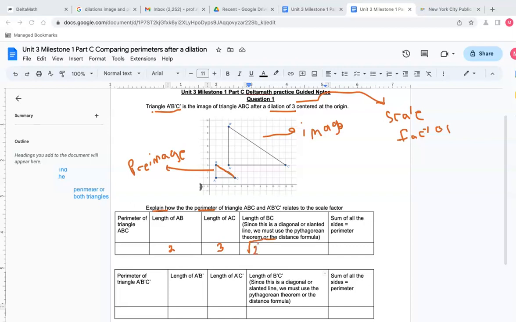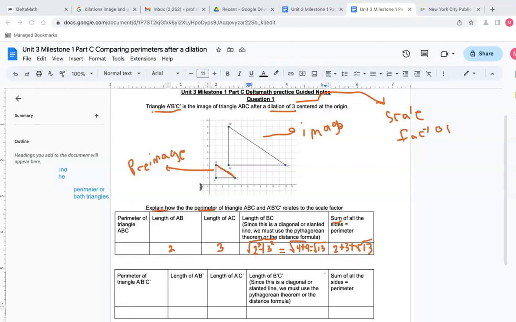when you use the distance formula or the Pythagorean theorem, 2 squared plus 3 squared. And that is going to end up giving us 4 plus 9, which is the square root of 13. All right. So now the perimeter is basically equal to the sum of all the sides. So we're going to do 2 plus 3 plus the square root of 13.